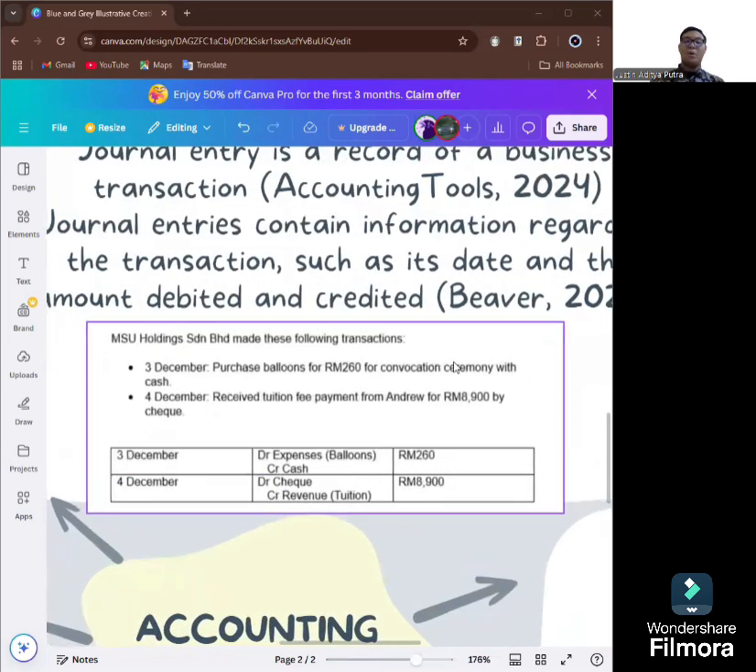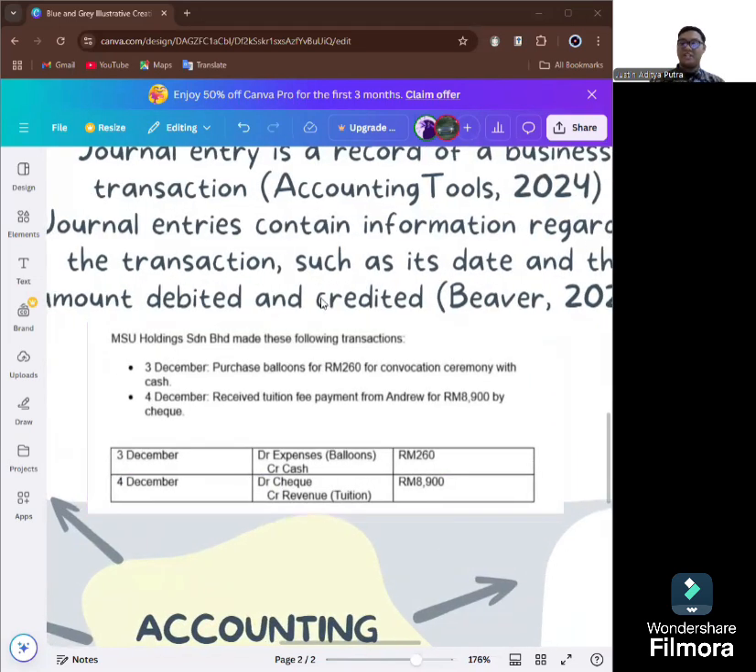Let's say MSU Holdings made these following transactions. On 3 December, it purchased balloons for 260 ringgits for its convocation ceremony with cash. And on the next day, on 4 December, it received tuition fee payment from Andrew for 8,900 ringgits by check. Now, these two transactions are recorded in the journal entry, where its debit, credit, date, and amount are shown.